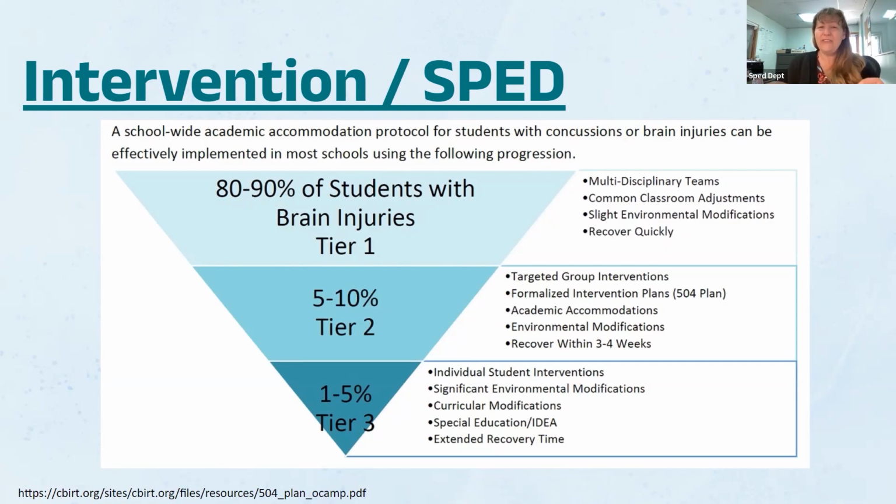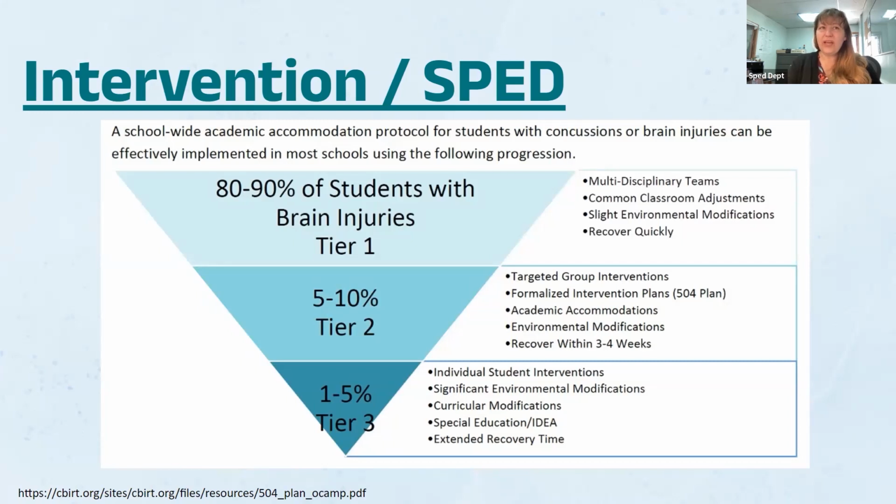So here we have the intervention to SPED. So this is kind of a guide for some school-wide accommodation protocols for students with concussions, and can be implemented pretty effectively in most schools. So Tier 1, the majority of students with a concussion will respond positively to a well-orchestrated system of cognitive reduction, physical rest, simple classroom adjustments to the existing classroom curriculum, and slight environmental changes to support physical and cognitive rest. At Tier 1, the concussion management team can collect data on symptoms to monitor progress and make modifications as needed. And again, that's 80 to 90% of students.